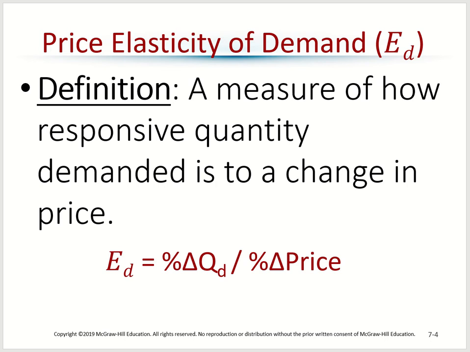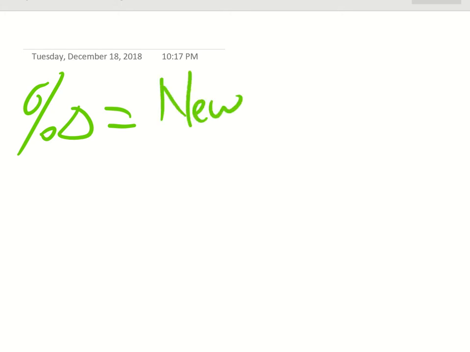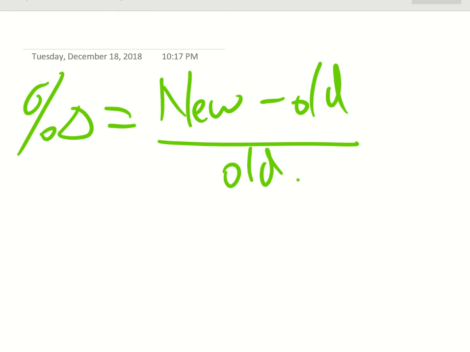Now for the percentage change formula, let me write on this here. There are two ways to do it. One way is to use the new number minus the old number, divided by the old number, and that's your percentage change. This is the most common way to find percentage change. On most of the problems on your homework and quizzes, you're going to follow this formula: new number minus old number, divided by the old number, and that will give you percentage change.